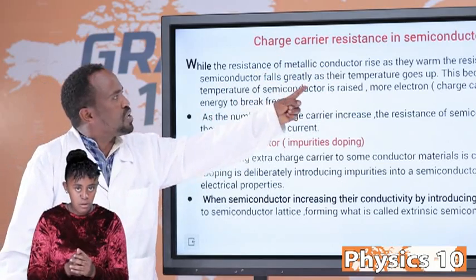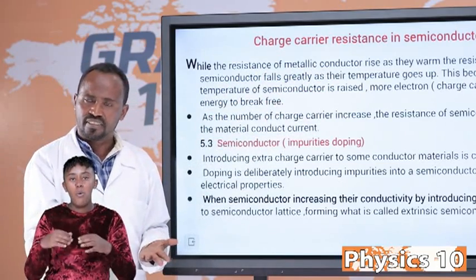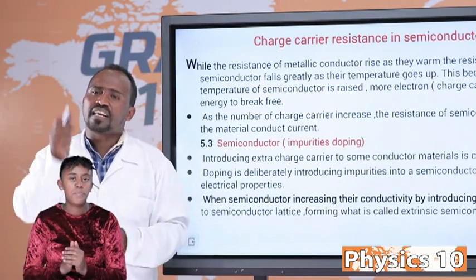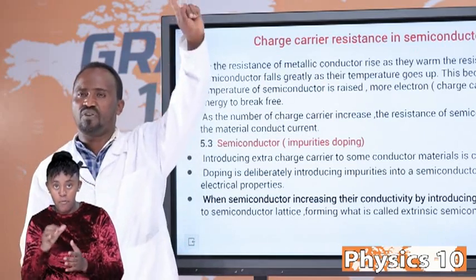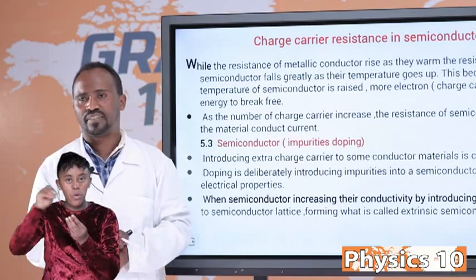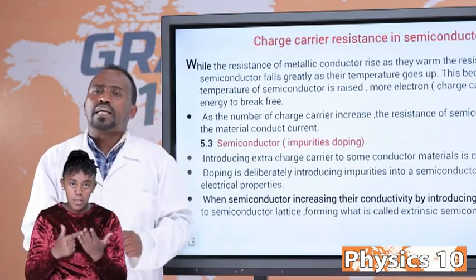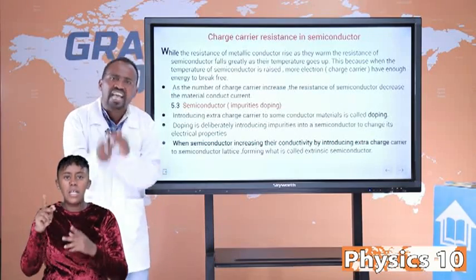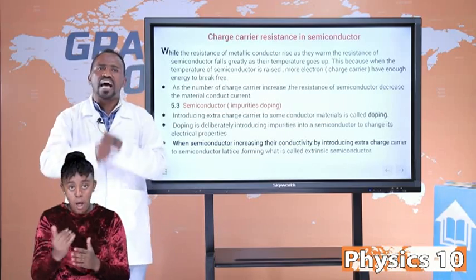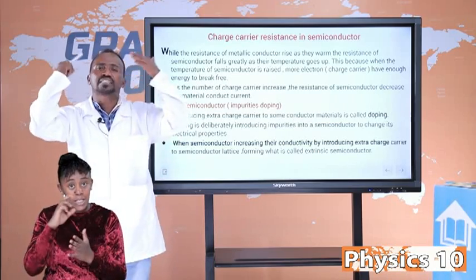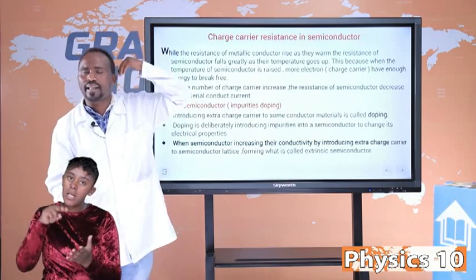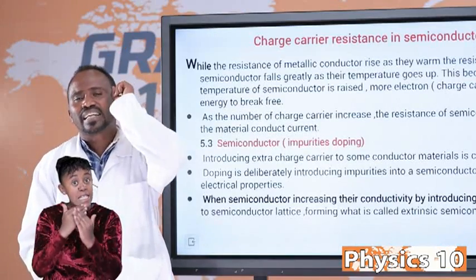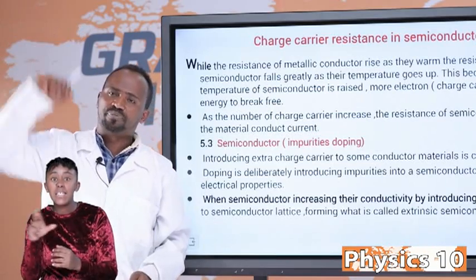The resistance of a metallic conductor rises as the temperature rises. Students, why? Do you know the reason? I say that the resistance of a conductor increases as temperature is increased. This is because electrons have high kinetic energy, and they collide with each other while moving in the wire. As temperature rises, the resistance of the conductor rises.